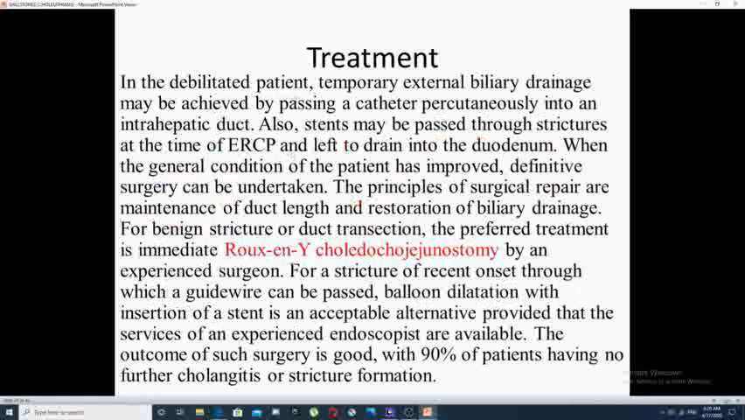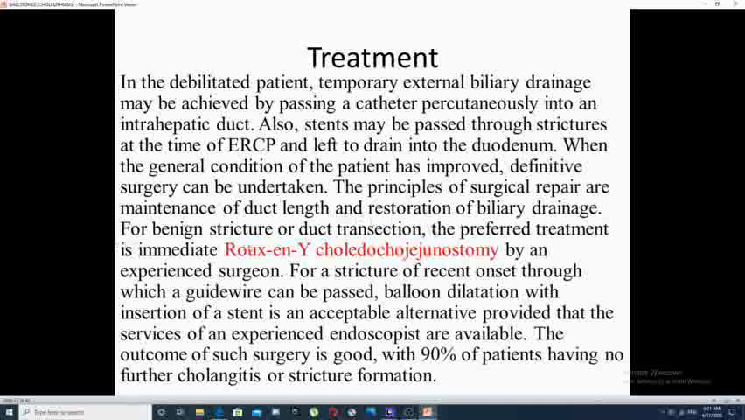If the patient is debilitated, temporary external drainage should be achieved by passing a catheter percutaneously into the intrahepatic ducts. A stent may be passed through the stricture at the time of ERCP and should be left to drain into the duodenum. When the general condition of the patient has improved, definitive surgery can be undertaken. The principle of surgical repair is maintenance of ductal length and restoration of biliary drainage.